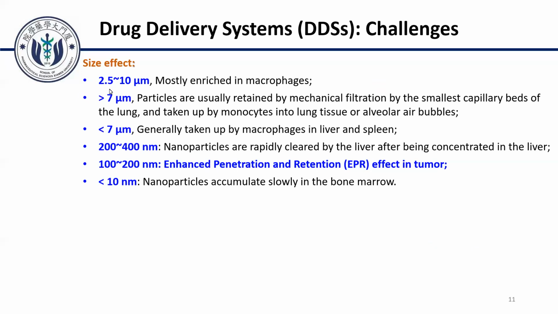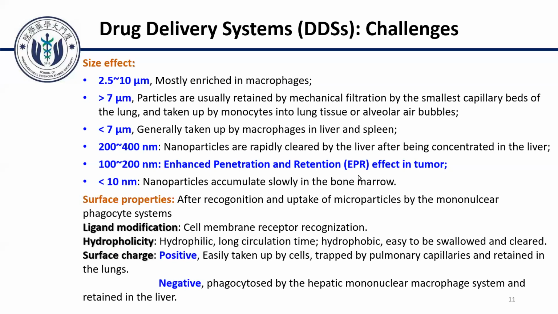For example, particles of 2.5 to 10 micrometers would mostly be enriched in macrophages. For tumor therapy, it's good to have particles in the size range of 100 to 200 nanometers, because they can result in the enhanced penetration and retention effect in tumors, which I will talk about a bit later. Particles smaller than 10 nanometers would slowly accumulate in the bone marrow. So size plays an important role in affecting biodistribution, and the surface property is another important factor.